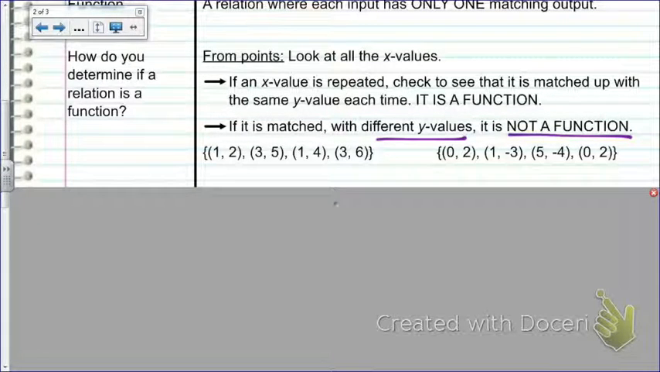So in this first set, I have the point (1, 2). I have the point (3, 5). I have the point (1, 4). And I have the point (3, 6). So here's what I'm going to do. With functions, I'm going to say it a million times, we are really only concerned about the domain. So first, let's see if we can list the elements in the domain. Can somebody give me one element in the domain?